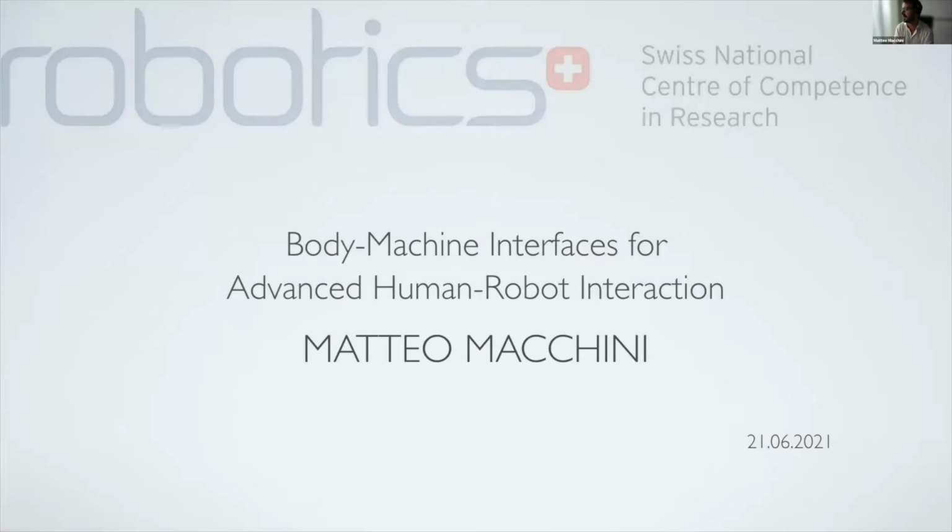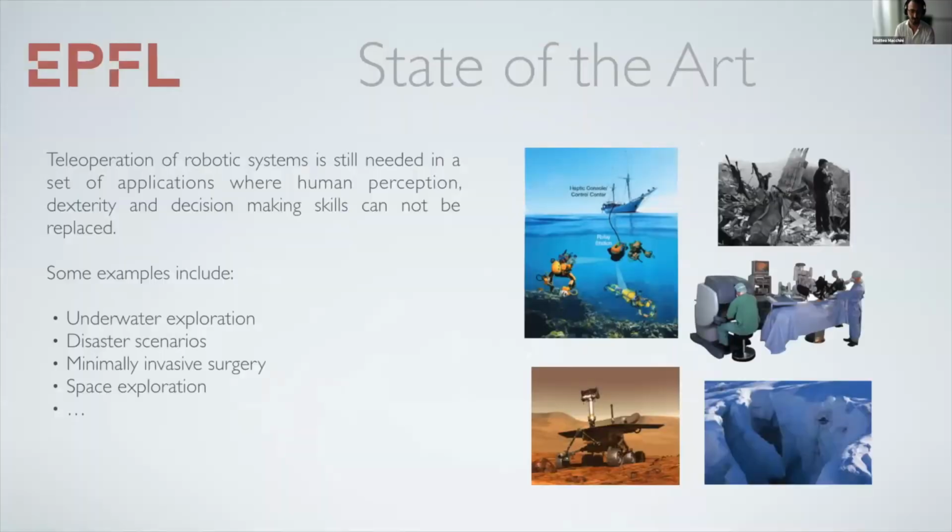Today we'll be speaking about body-machine interfaces for advanced human-robot interaction. I will start with the description of the state of the art. The operation of robotic systems is still needed in a set of applications where human perception and decision-making skills are not yet able to be replaced by artificial intelligence. Some examples include underwater and space exploration, disaster scenarios, or minimally invasive surgery.